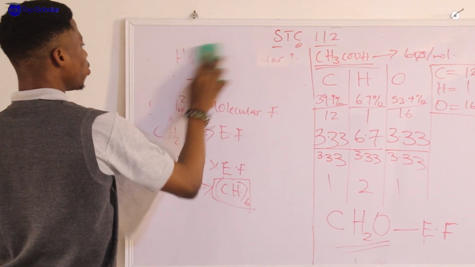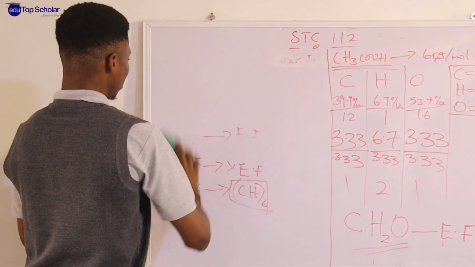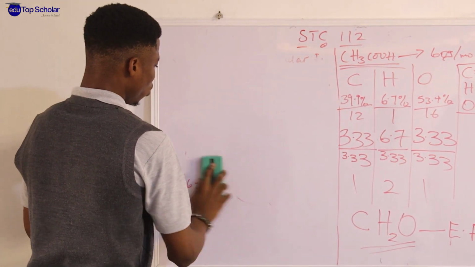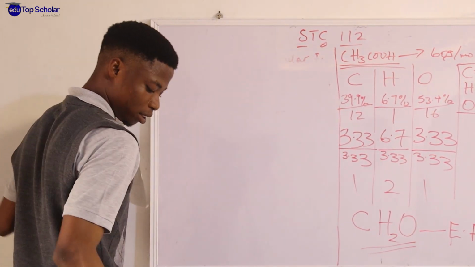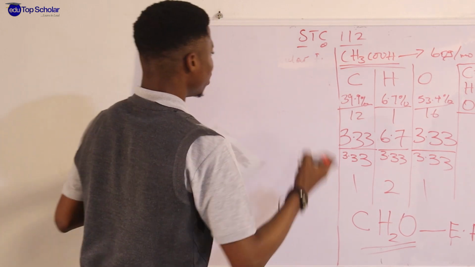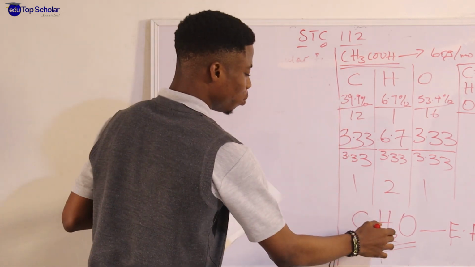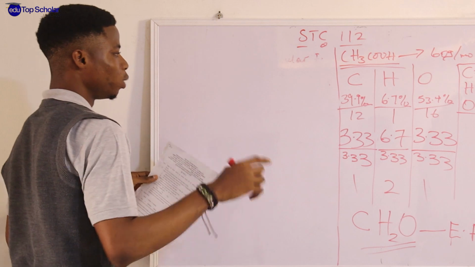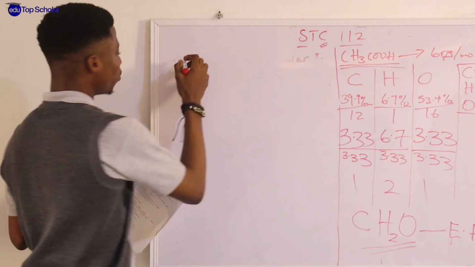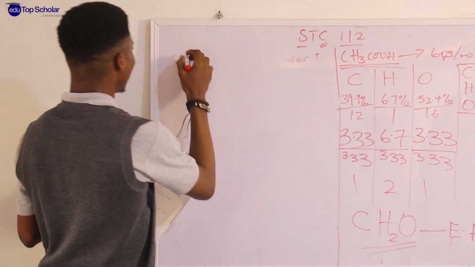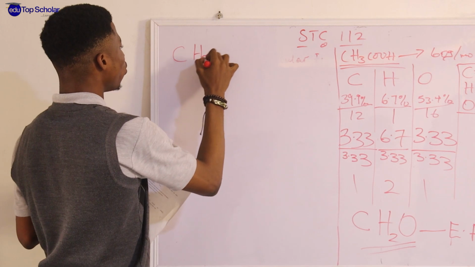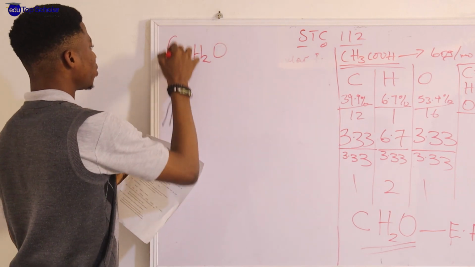Now, to get the molecular formula of our ethanoic acid, take note that I've told you earlier that the molecular formula is a multiple of the empirical formula. So we need to apply that now. We have our empirical formula, which is CH2O, and it is a multiple of something.